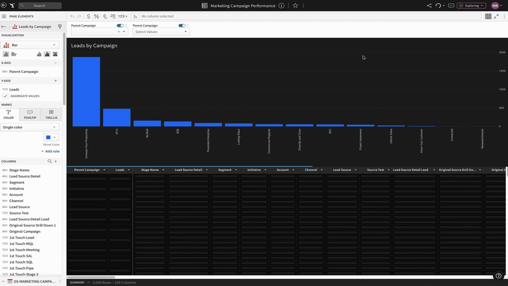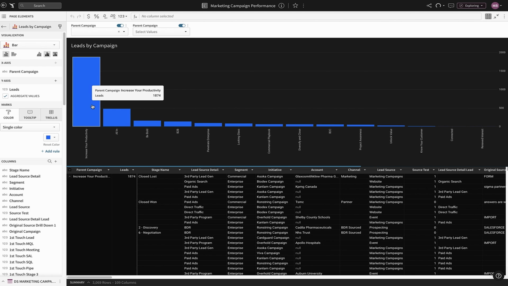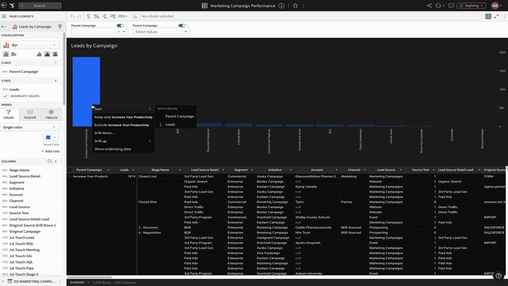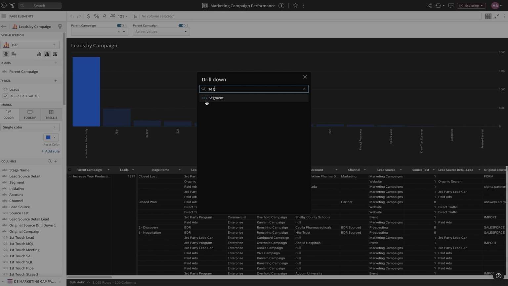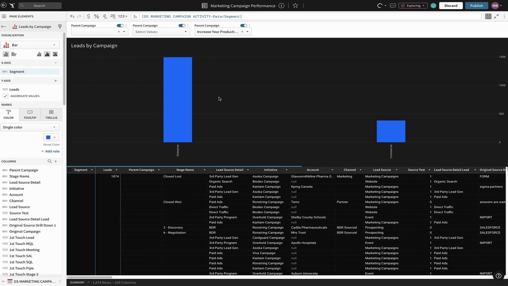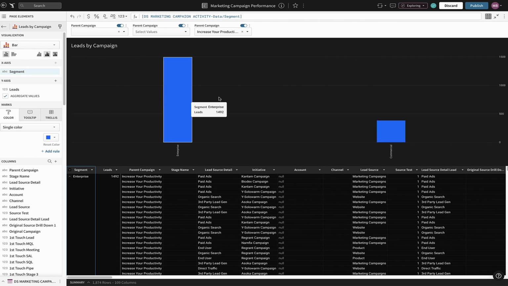The Increase Your Productivity campaign is generating the highest volume of leads. We now want to know which company segment is driving these leads. We click on this campaign and see we can drill in any direction. Let's drill down on segment. It appears that a majority of our leads are being driven by our enterprise targets.